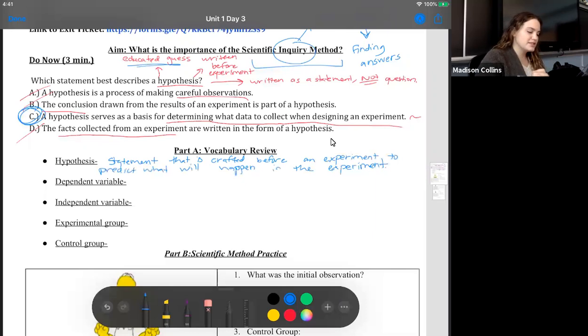All right, what is the dependent variable? Well, the dependent variable is the variable, or I'll say, this is what you are measuring in an experiment.